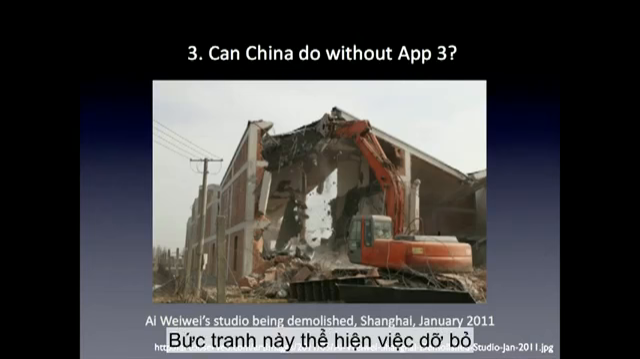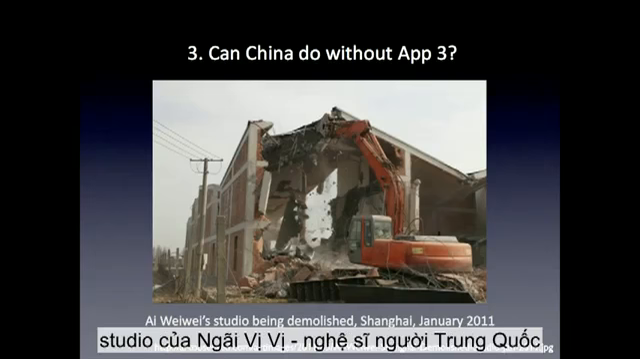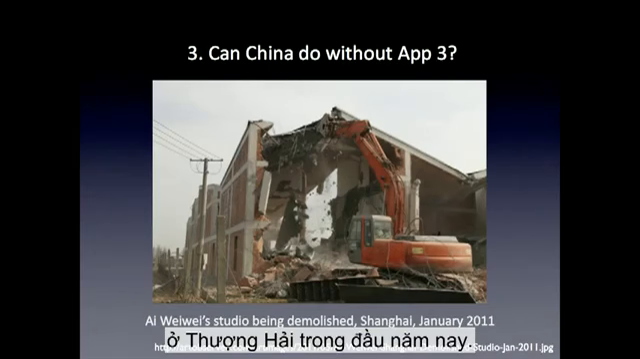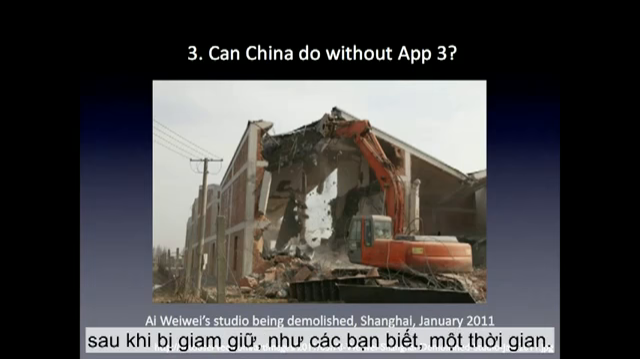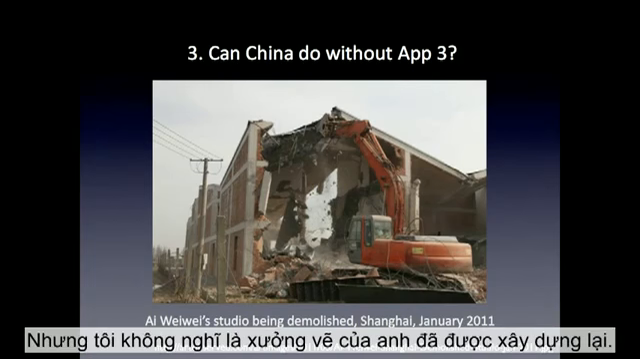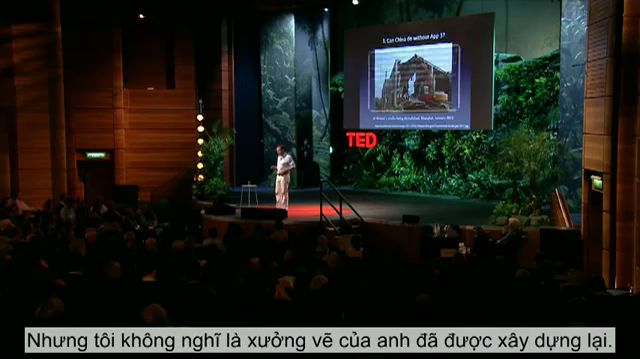And this picture shows the demolition of the Chinese artist Ai Weiwei's studio in Shanghai earlier this year. He's now free again, having been detained, as you know, for some time, but I don't think his studio has been rebuilt.